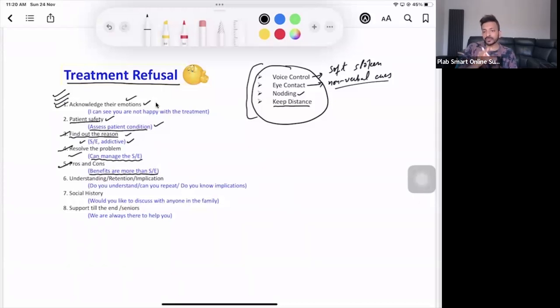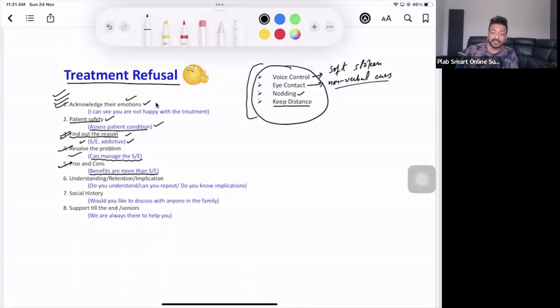Many a times you will see a lot of information is given to you in the question itself. Can I use the information from the question? Of course, yes, use that information as well. That's going to be very useful, and it's going to be saving some of your time as well, right? So acknowledgement of their emotions, patient safety, taking a bit of history.